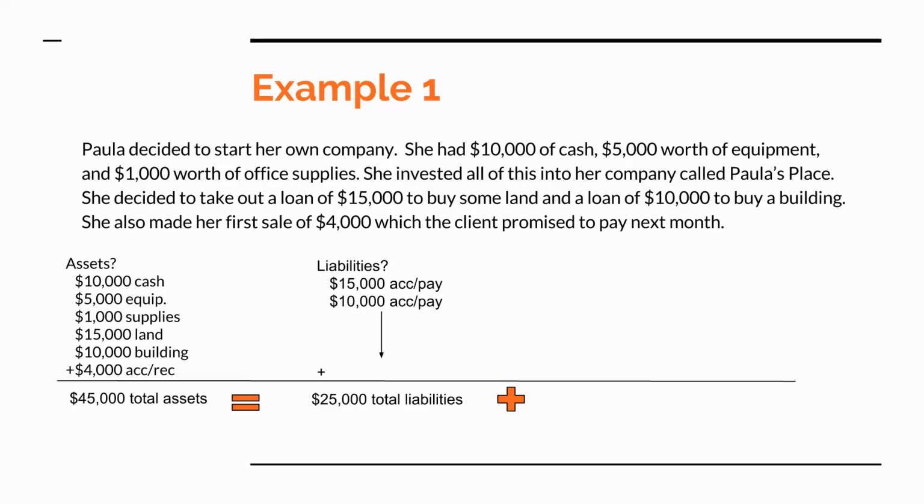But that doesn't mean that we're not going to count it as part of common stock. And as you can see here, the total value of $10,000 plus $5,000 plus $1,000 is $16,000 worth of common stock. She also had $4,000 worth of revenue. And as you can see, that's a total of $20,000 worth of total owner's equity.